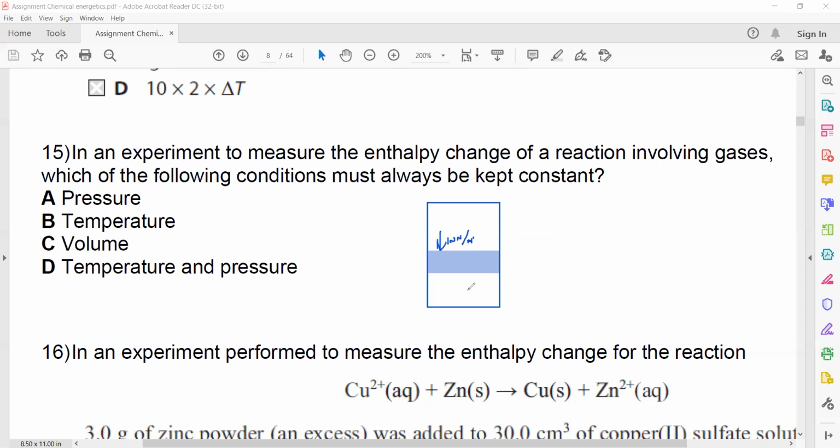So when the reaction occurs, if it is an exothermic reaction, it will release energy, the temperature increases, so the volume will also increase, but the pressure is kept constant. If you try to keep the volume constant, then you have to increase the pressure.